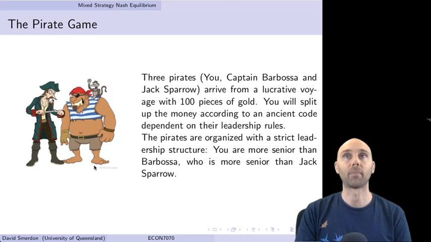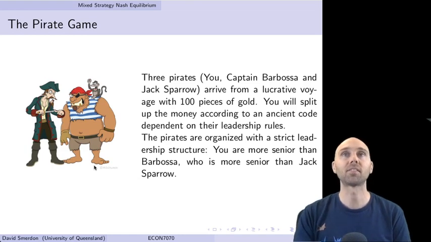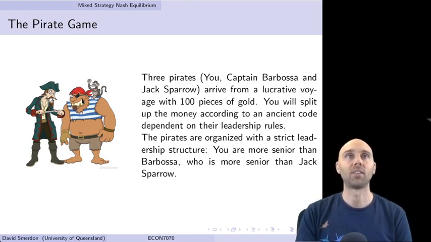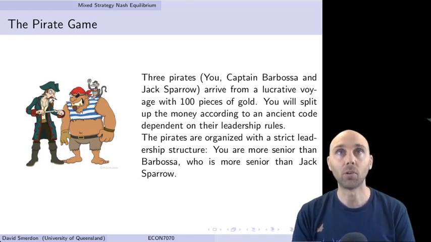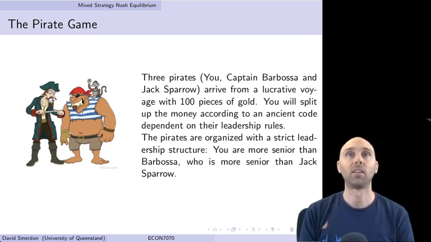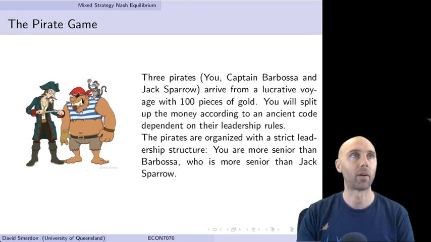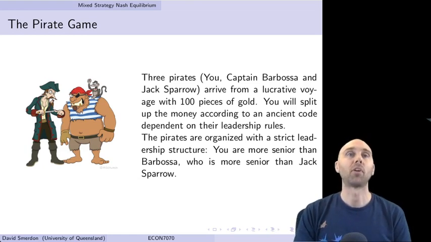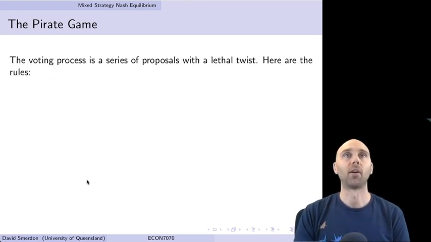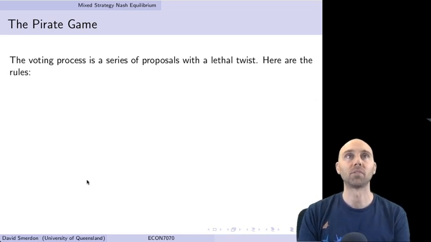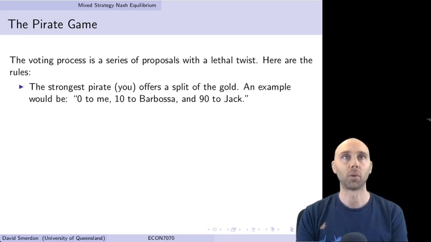It's the pirate game. There are 3 pirates, you, Captain Barbossa, and Jack Sparrow. And you arrive from a lucrative voyage with 100 pieces of gold, and you're going to split up the money according to the pirate code. The pirate code depends on the hierarchy of leadership. So you are the most senior, then there's Captain Barbossa, and then there's Jack Sparrow down the bottom. And there's a voting process that all pirates have to follow. It's a series of proposals, but with a deadly, lethal twist.